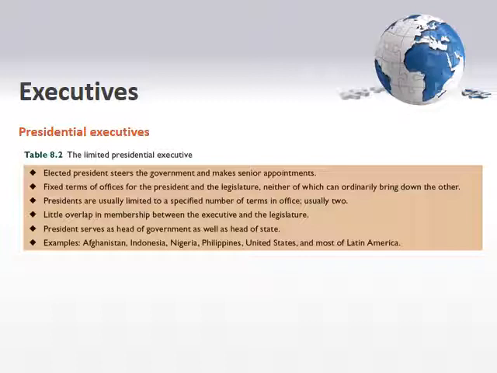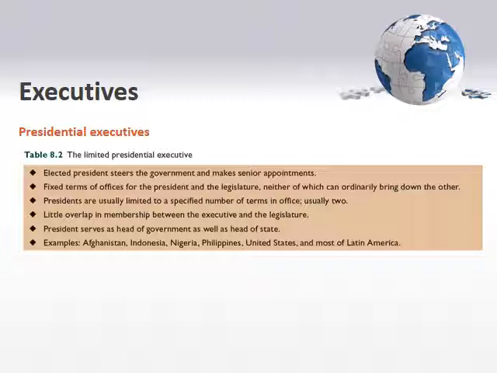Some of the examples we see of limited presidential executives around the world: Afghanistan, at least in how it's designed. Of course, it's a new democracy, a fledgling democracy, so the system is not as stable as you'd see in the United States. Indonesia, which has seen democratic backsliding in recent years. Nigeria, the Philippines, which has seen democratic reversals in recent years.